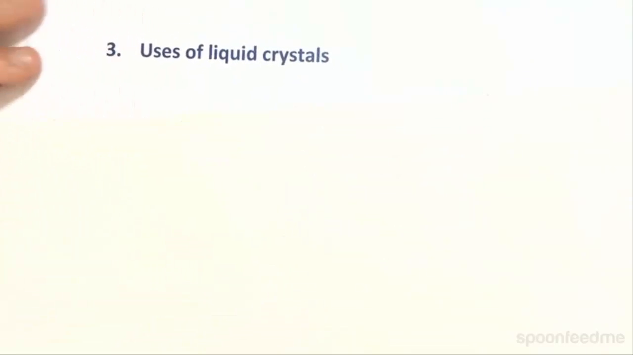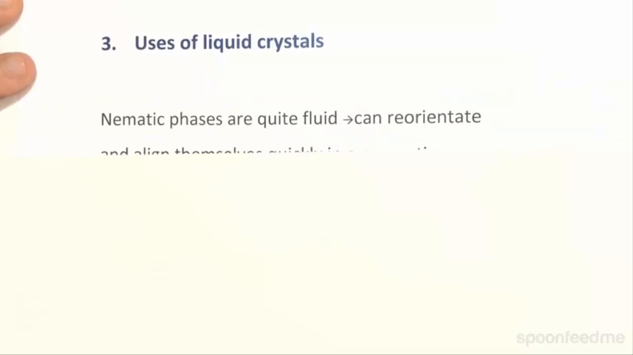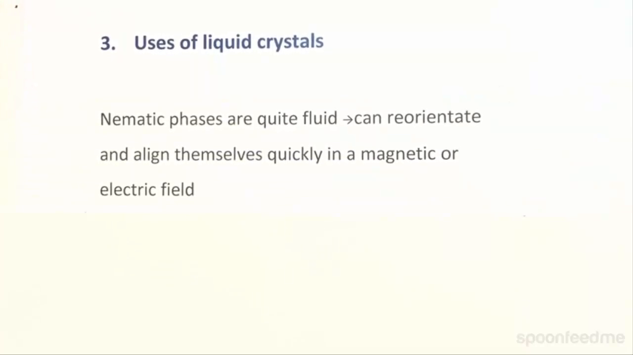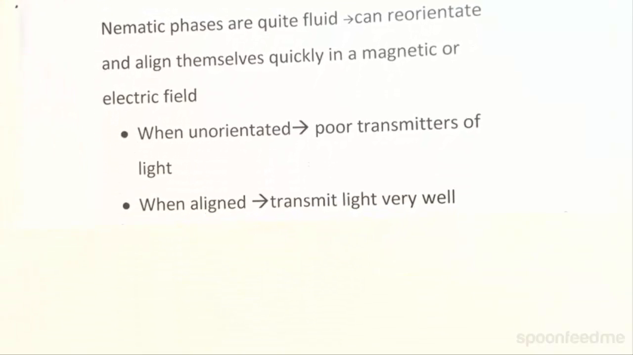So this finally brings us to the uses of liquid crystals. There are actually some good uses for liquid crystals. They're used for some everyday purposes. We talk mainly about the nematic phases, because they're quite fluid. It's the phase just before we hit liquid, so they're quite fluid compared to Smectic A and Smectic C. Because they're quite fluid, they can reorientate and align themselves quickly in a magnetic or an electric field. When they're unorientated, they are poor transmitters of light, so they don't let much light through. When they are aligned, they transmit light really well.